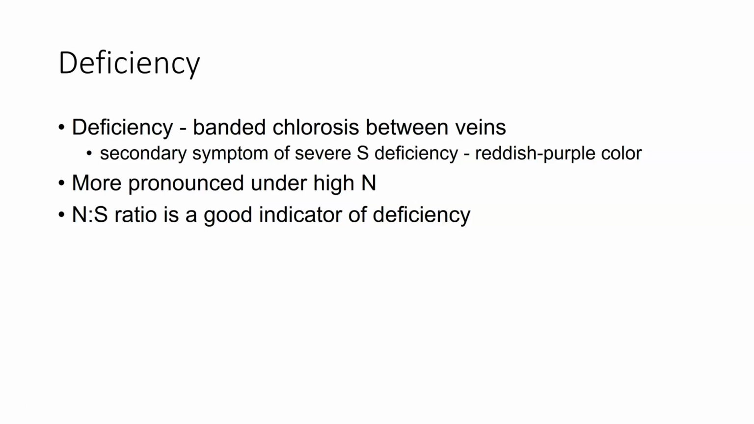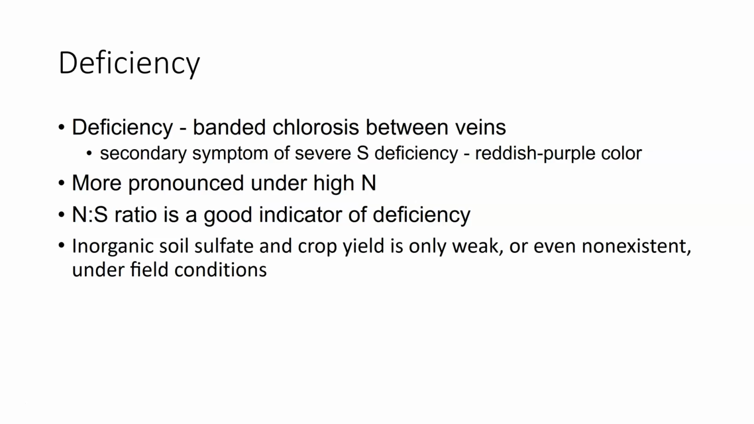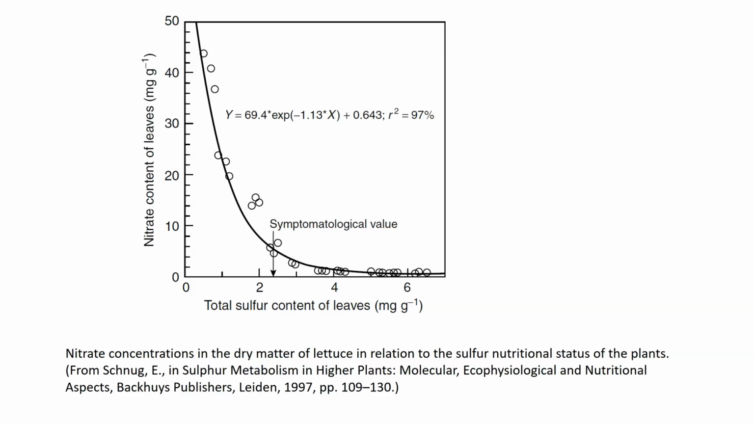Nitrogen to sulfur ratio is a good indicator of the deficiency. If you check your nitrogen and your sulfur in your plant material and you're over 20 to 1 nitrogen, chances are you've got a sulfur deficiency. In inorganic soils, you must have a sufficient amount of sulfur in the soil to make sure that it's still functional. This shows you a nitrate concentration of the leaves going up, total sulfur content of the leaves going down. You see an inverse relation between them, where increase in nitrogen decreases sulfur, decreased nitrogen increases sulfur. This is a very important concept to be able to gather.